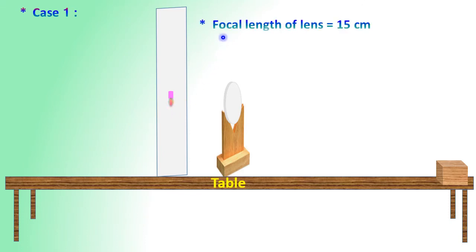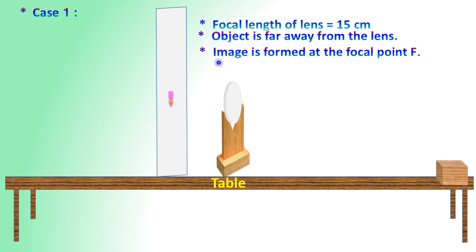Okay. Now, in this case, focal length of the lens is 15 centimeters. We have already known this. And object is far away from the lens. Image is formed at the focal point F. Actually, here is the focal point. That's why the image is forming at the focal point.